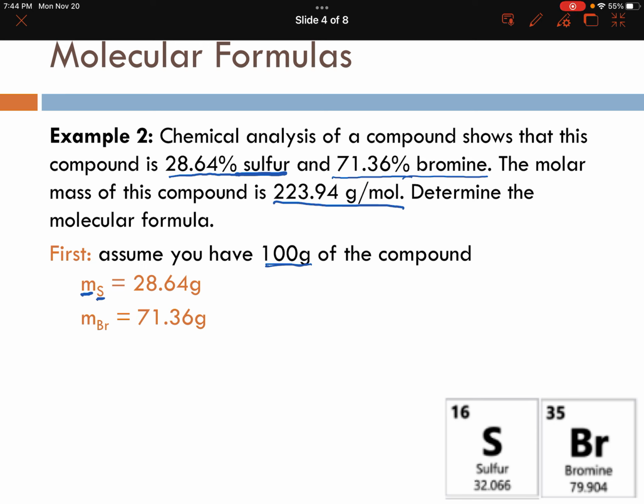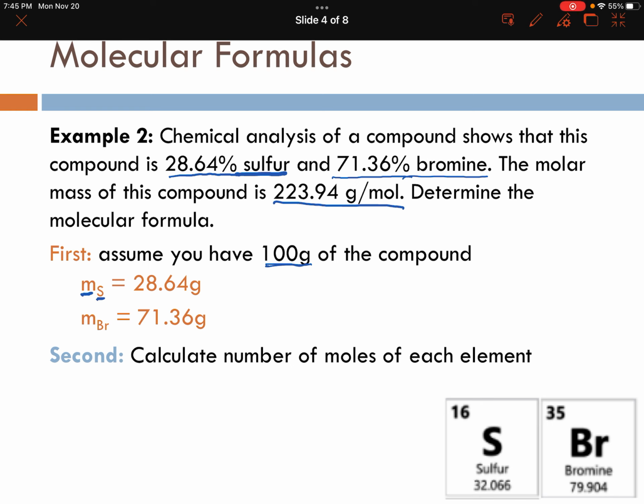71.36 grams. All right, so I've got my masses of each of the elements in my compound, but it's not masses I need for an empirical formula, it's moles. So I'm going to need to convert these to moles. And to do that, I use my very fun equation: moles is mass divided by molar mass. I'll do that for each of the two elements I've got here.